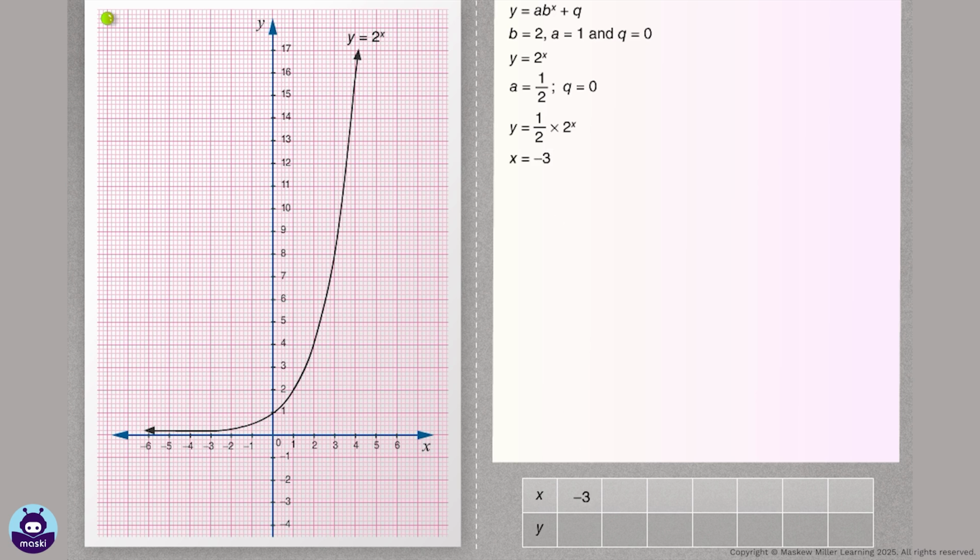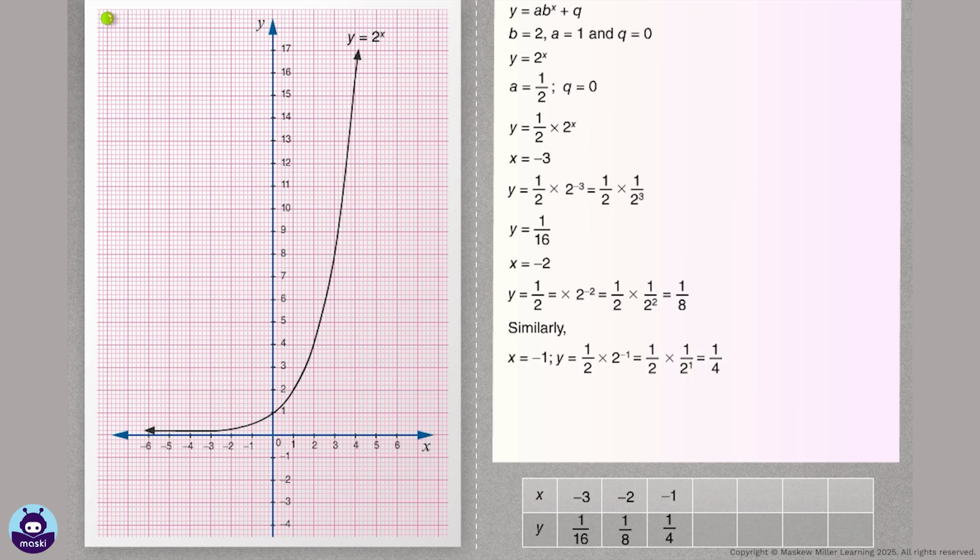X is equal to negative 3. Y is equal to half times 2 to the power of negative 3 is equal to half times 1 over 2 to the power of 3, using the law of exponents that we studied earlier. Therefore, y is equal to 1 over 16. X is equal to negative 2, y is equal to half times 2 to the power of negative 2 equals half times 1 over 2 squared is equal to 1 over 8. Similarly, x is equal to negative 1, y is equal to half times 2 to the power of negative 1 equals half times 1 over 2 to the power of 1 equals 1 over 4.